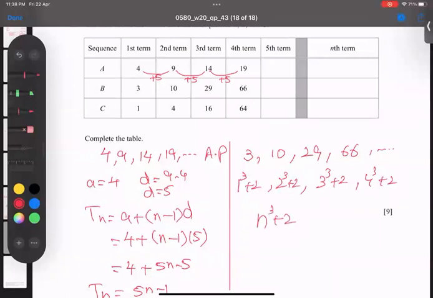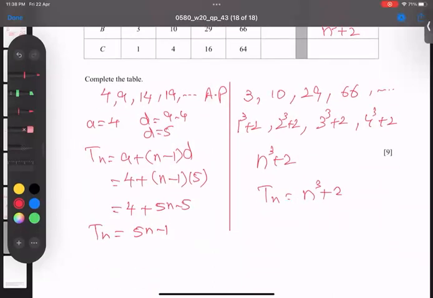This is a way to observe. This is a way to get the answer. So alhamdulillahi rabbil alameen, I got the nth term: n cube plus 2. Even I write here, just for your convenience, n to the power 3 plus 2. And what is this technique?